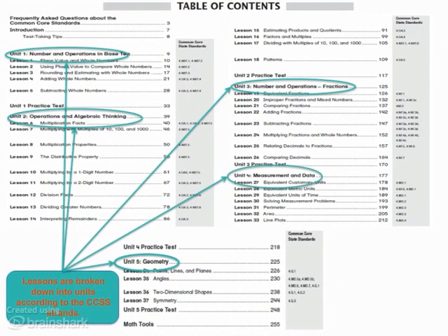Take operations and algebraic thinking, for example. Algebraic concepts are being taught now at a younger age. Each unit also includes a practice test of multiple choice and open-ended questions at the end. This gives teachers the chance to thoroughly review the concepts from the previous unit.